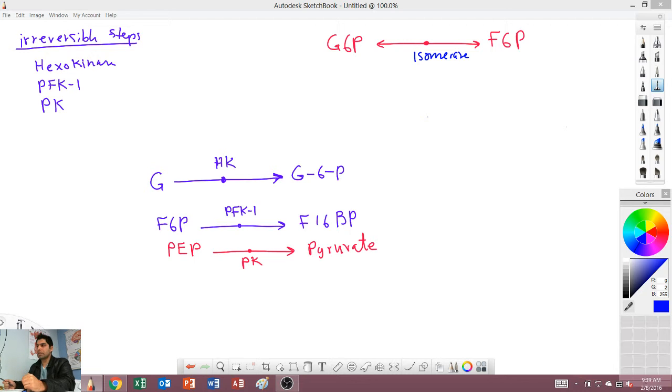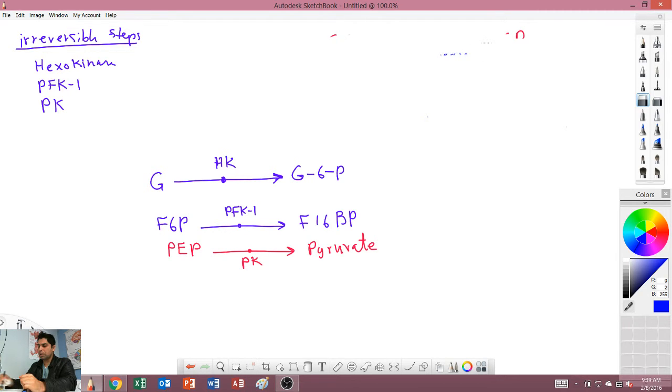It's a reversible reaction. Whenever the same enzyme can do the forward and backward reaction, it's reversible. An irreversible reaction means one enzyme can only go in one direction. It can only produce products, not go back and produce the reactants. So these 3 steps are irreversible, therefore they're extremely important. You have to memorize them.